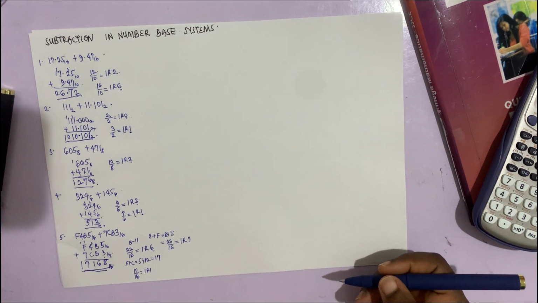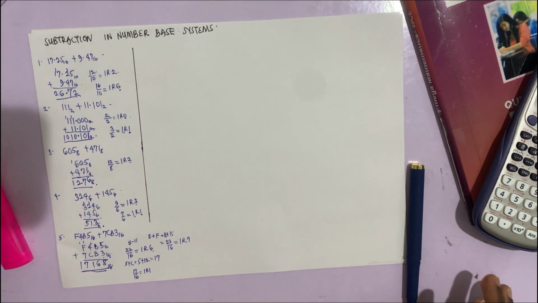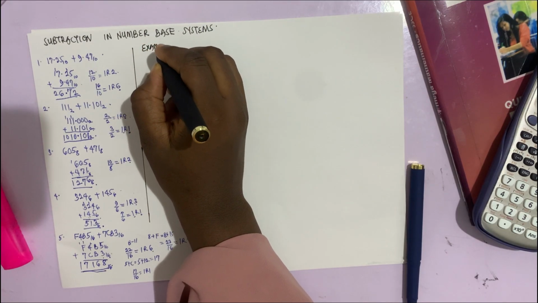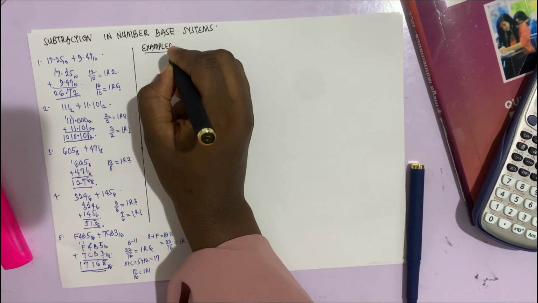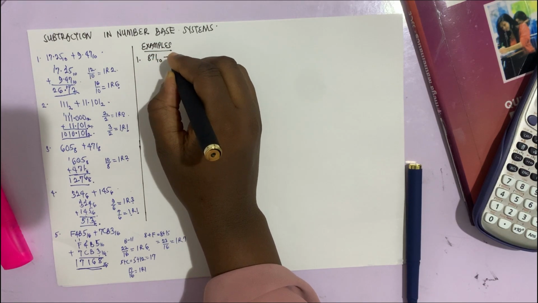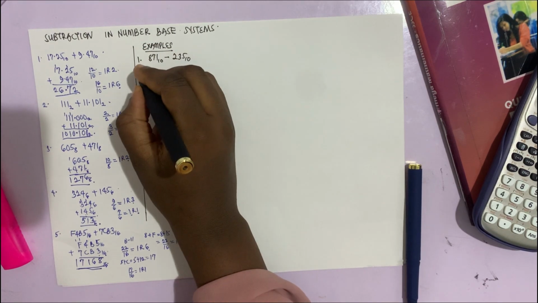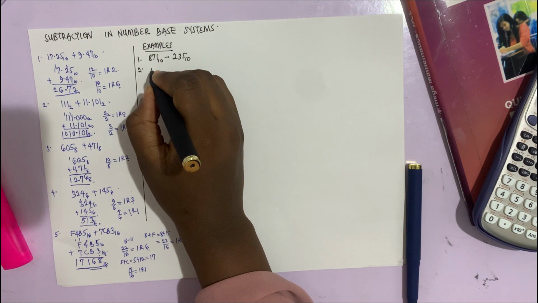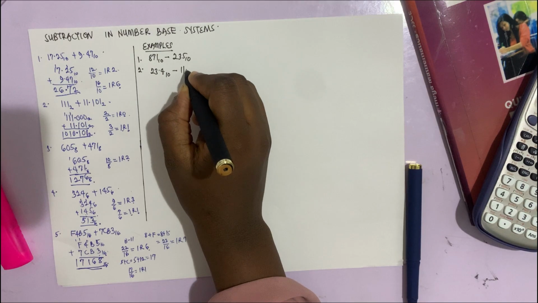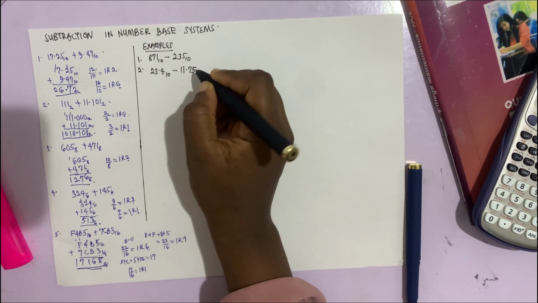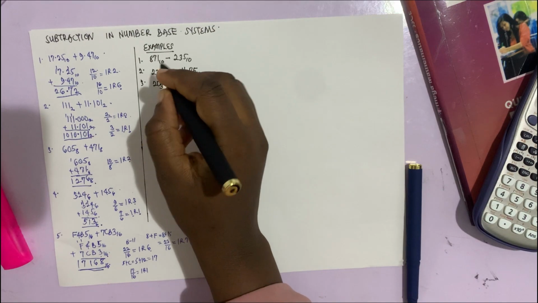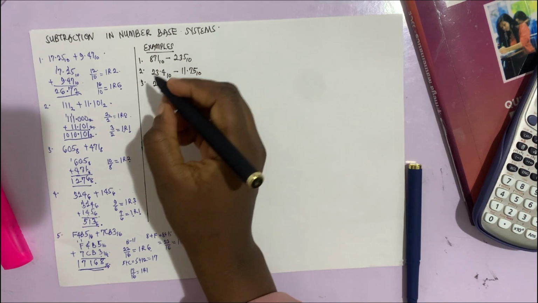We move to today's topic proper, subtraction in number-base system. So let's take some examples under this. Question 1. 871 base 10 minus 235 base 10. Question 2. We have 23.4 base 10 minus 11.75 base 10. Question 3. We have 20 base 3 minus 11 base 3.